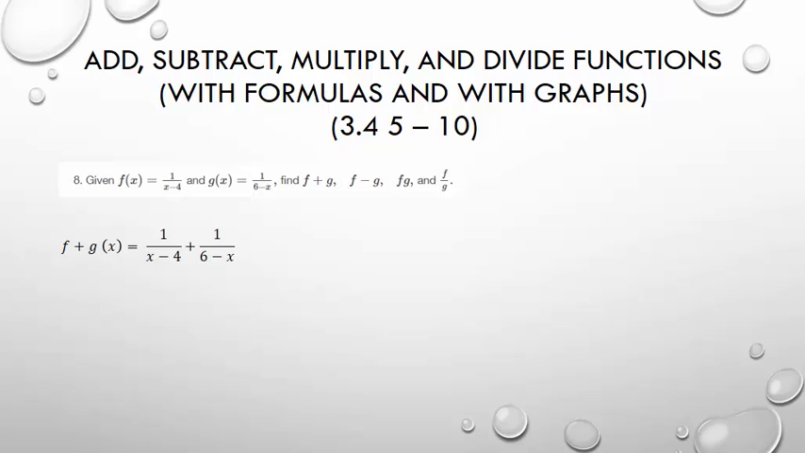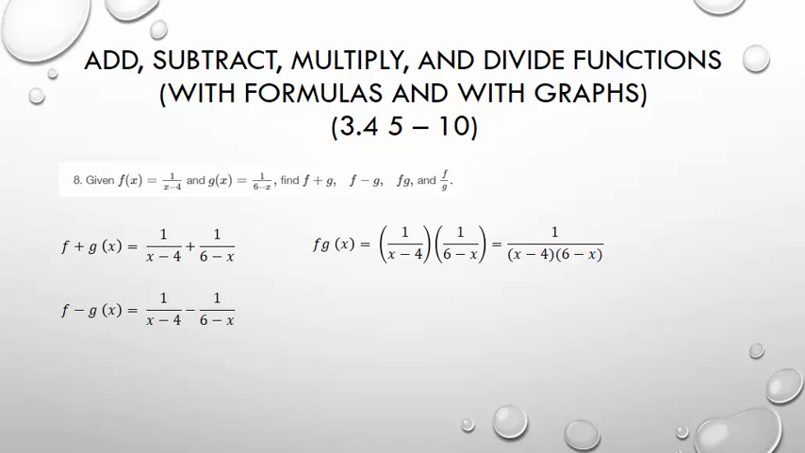Definitely if you get common terms, like if I wind up with, say, a 2x plus 3x, I would go ahead and add things like that together. But in this case, I don't think it's worth the trouble of getting the common denominator. I'm just going to leave them like that. Same thing with subtraction. If I subtract the two, I get 1 over x minus 4 minus 1 over 6 minus x, where I could get a common denominator if I wanted to, but I'm not going to.